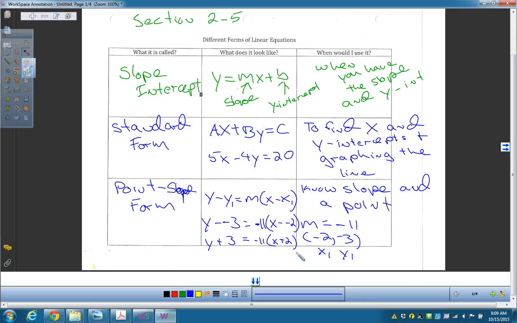But it's okay to leave your equation. This equation is in point slope form, and if it says leave your equation in point slope form, that's your equation in point slope form. Okay? And you just leave it just like that. Yes? Okay.